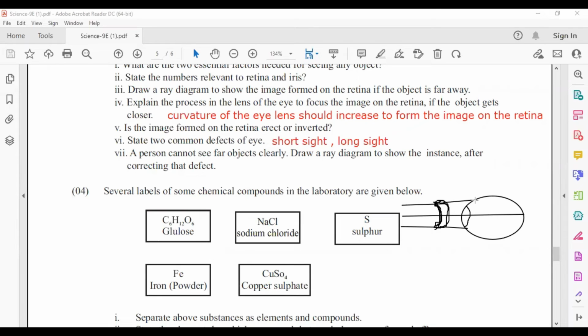From the concave meniscus, the light rays spread somewhat, and the light rays are focusing on the retina without any problem.